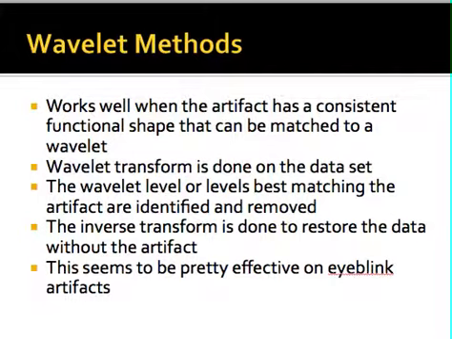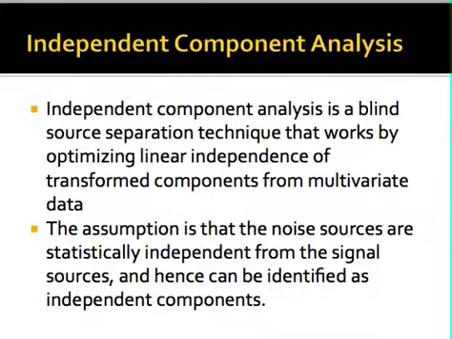The wavelet functions seem to be pretty good at picking that up, mostly because eye blink artifacts tend to have a fairly repetitive shape. And so that shape, if you can pick a good mother wavelet function, tends to correspond on a fairly regular basis to a particular scale of that function. So there is a lot of research done on using wavelet methods to remove artifacts from your data.